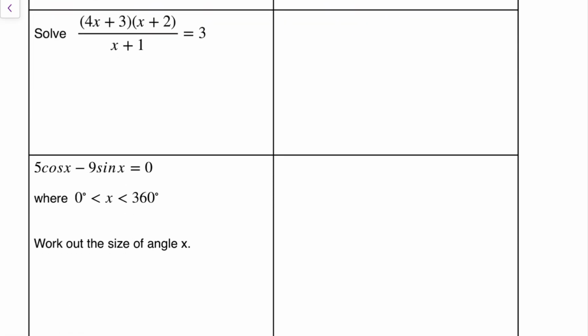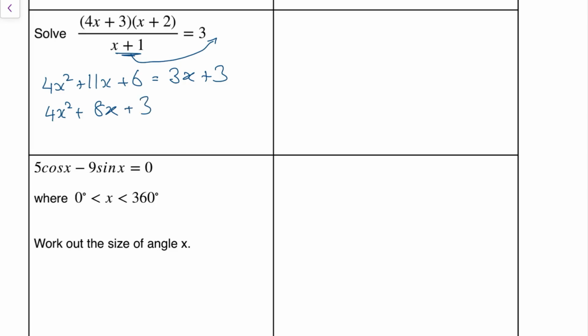Okay, this one looks a lot worse than I think it actually is. I've got a quadratic on the top and just a linear factor on the bottom. So I'm going to multiply through by the linear and expand the quadratic at the same time. So that's going to be 4x squared, 4x times 2 is 8x plus 3x is 11x plus 6. And that's equal to, expanding the brackets, 3x plus 3. Let's collect terms. So 4x squared, take away 3x from both sides is 8x plus 6. Take away 3 again from both sides, and that gives me 3.